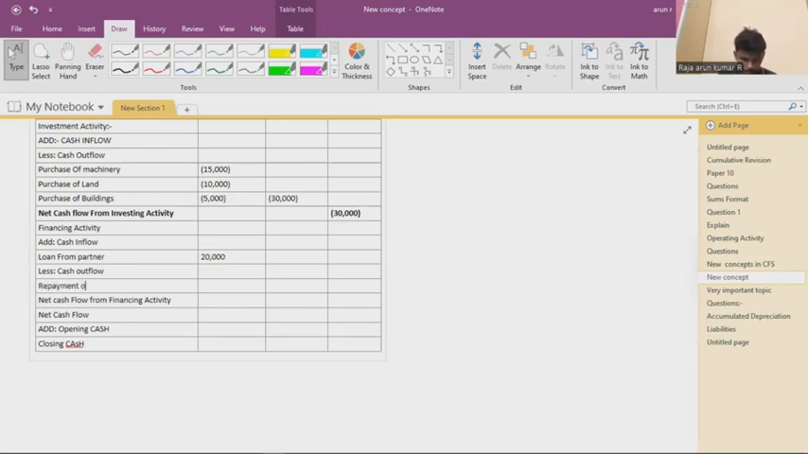Repayment of bank loan is 5,000. The difference is 15,000. Net cash flow from financing activities is 15,000.